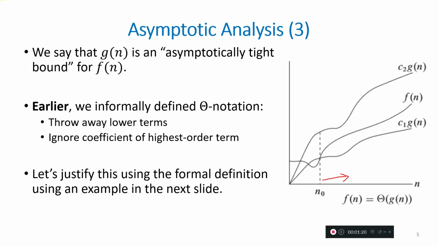In the previous lecture, I gave you an informal definition for theta. I told you that once you have the running time function, throw away the lower order terms and ignore the coefficient of the dominating term. Now let's try to justify this informal definition using the formal definition that we just saw in the form of an example.